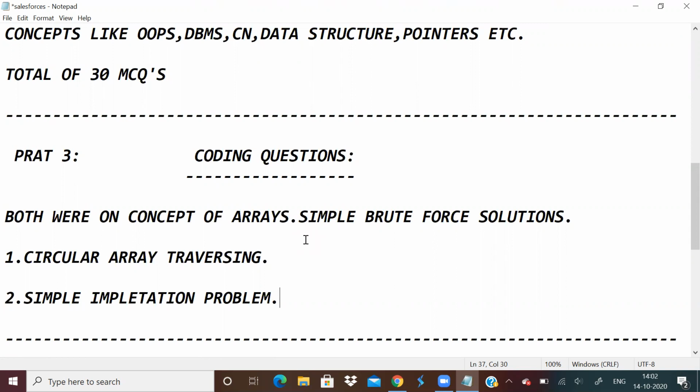Basically, the circular array traversing was like you have to start at one point, you have to jump some distance x, where will you end up, something like that. And the second problem also was a very simple implementation, anybody could do it. So that was about the coding question.